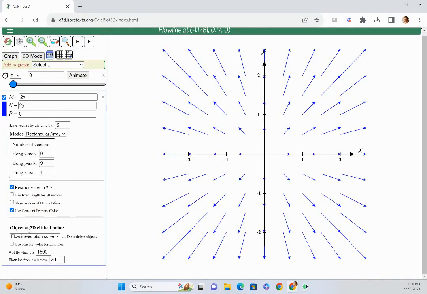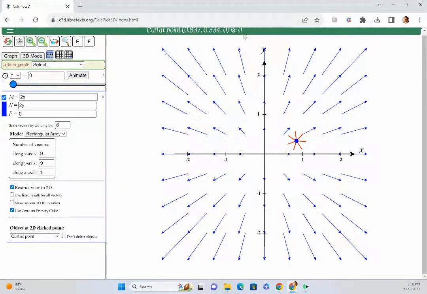Down here, I have object at 2D clicked point. Right now it's set on this flow line solution curve. I'm going to click on the drop down menu, and look, there's curl at a point. So what this is going to allow me to do is drop a curl vector on any point in my graph. Notice it's not moving. Also notice at the top of the screen, it says curl at point, and it gives the point where I dropped that, and it says it's 0.